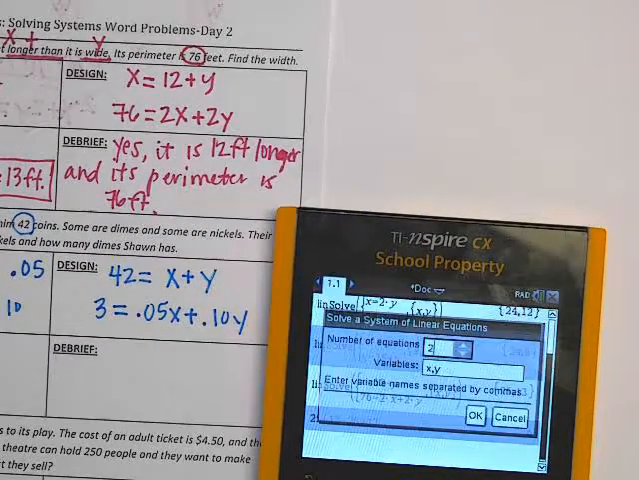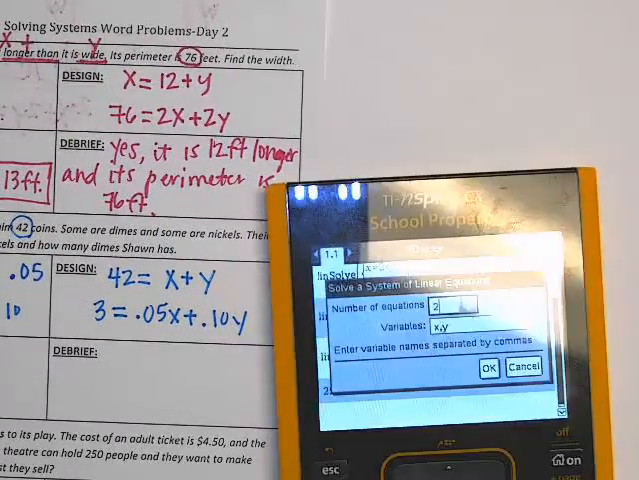Step 3, plug it in. 42. Two equations, x and y.